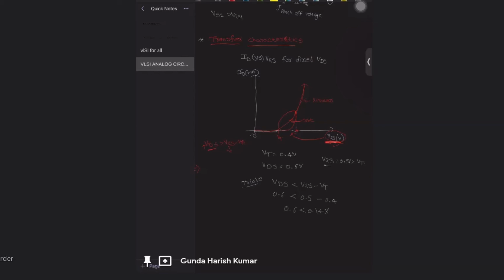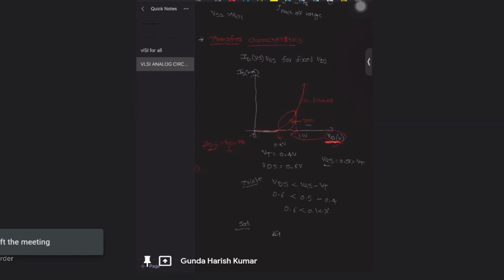So whenever it reaches VT, it enters into the saturation region because of this. It depends upon the voltage you have given to VDS. Here I'm taking 0.6 volts, so it will be in the saturation region. Now we just increase VGS. Suppose it reaches 1.1 volts, and VT is 0.4 volt.